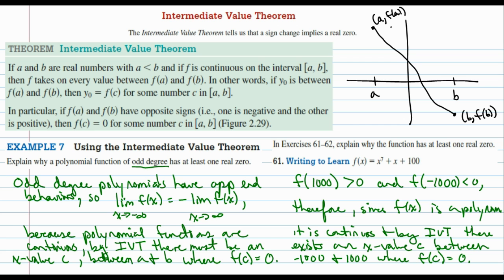I didn't talk about the end behaviors of this function because I could use specific values to plug into this function. In example 7, I didn't have a specific function, so I just had to use the general description they gave, odd degree, and some characteristics I know about odd degree polynomials, in that they have opposite end behaviors to help me with applying the intermediate value theorem.